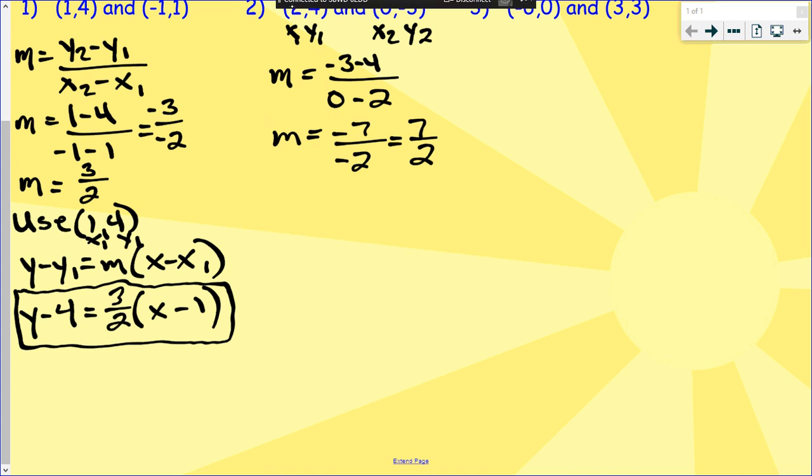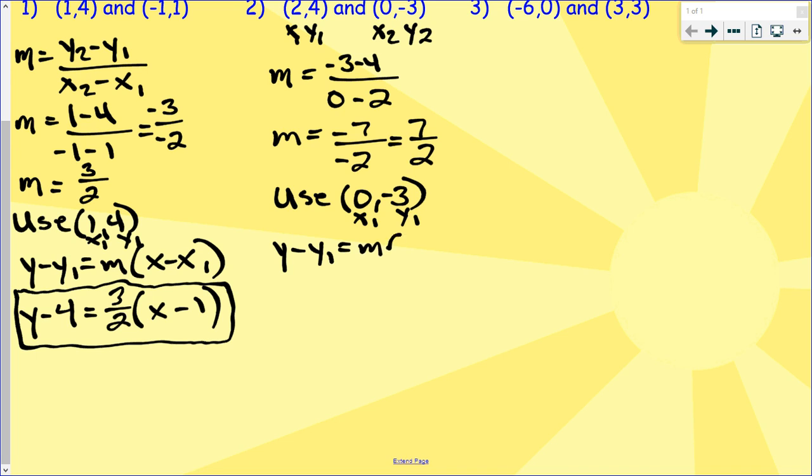Now I need a point. I can use either point. I'm going to use the point 0, negative 3 because I want you to see what happens when I plug a 0 in there. So I'm going to use 0, negative 3. This is going to be my x1 and my y1. And again, I'm going to plug those in to the point slope form. y minus y1 equals m times x minus x1. So y minus the y1 is negative 3 equals, the slope is 7 halves times x minus 0.